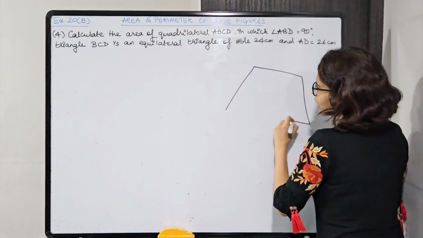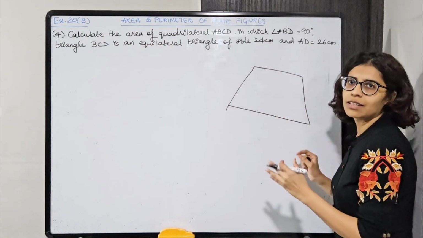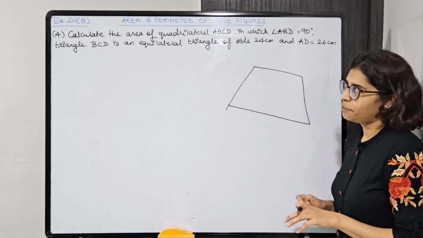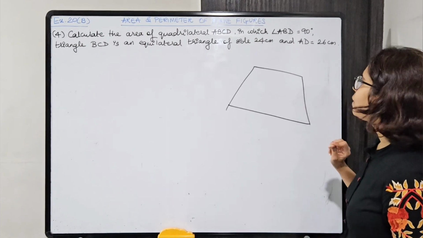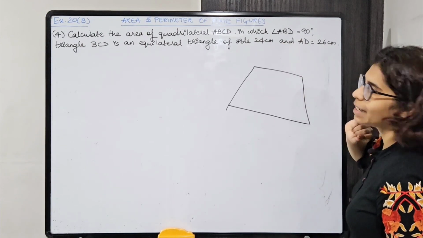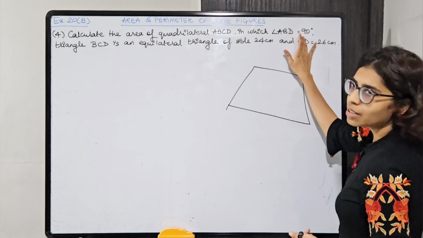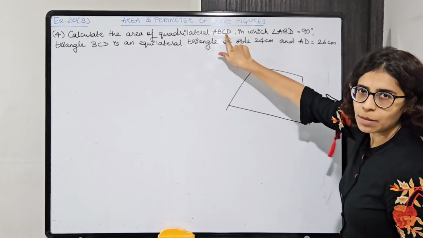We don't know the type of quadrilateral. Okay, क्या type का quadrilateral है पता नहीं है. So for the quadrilateral, angle ABD is 90 degrees. Before considering angle, पहले name करो ABCD.